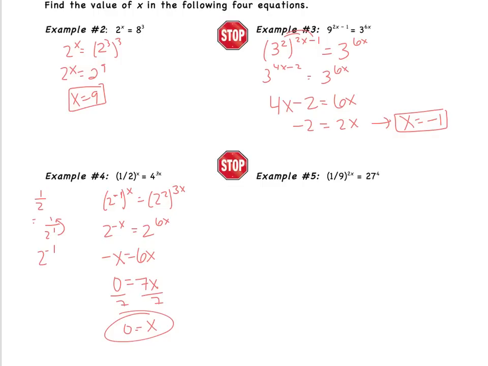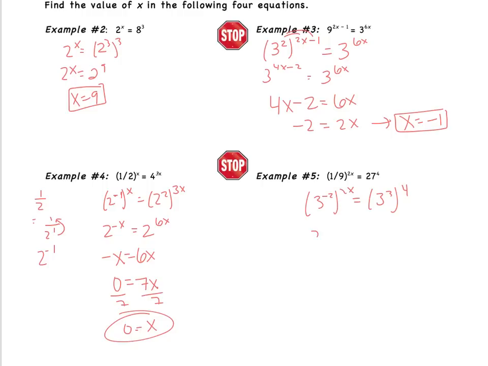Okay, so let's see how we did. Now, 27 should be easy to re-express right off the bat. 27 we know is 3 to the third. Now, how do I express that 1 over 9? Well, we know that 9 is 3 squared, so 1 over 9 is going to be 3 to the negative second.